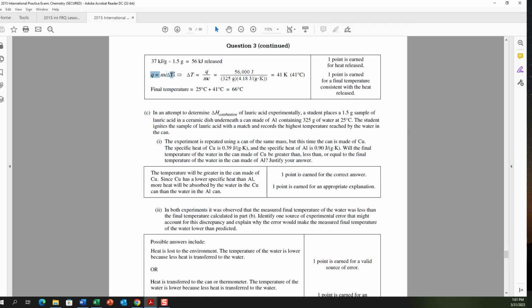So we're doing Q equals mcΔT, but we're solving for delta T. So we find that there's a delta T of 41 Kelvin, and a delta T of 41 Kelvin is a delta T of 41 Celsius. A change of 1 Kelvin is the same change as 1 degree Celsius, okay? So all we would have to do is add 41 to the initial temperature, and that would give us our final temperature, 66. All right.